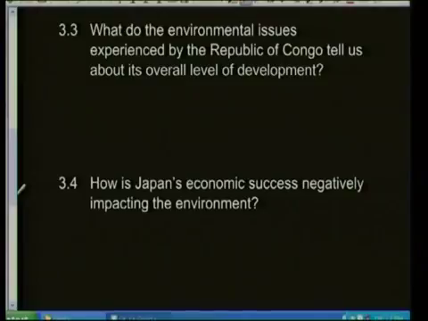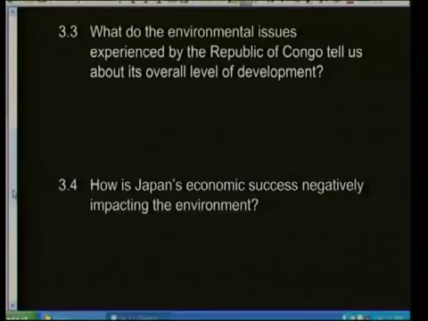And if we go back to our question, it says, what do the environmental issues experienced by Congo tell us about development? Their issues are deforestation, water pollution, air pollution. When a country is experiencing deforestation, it's because they are not effectively using a sustainable method. All right, so question 3 says, what do the environmental issues experienced by the Republic of Congo tell us about its overall level of development?